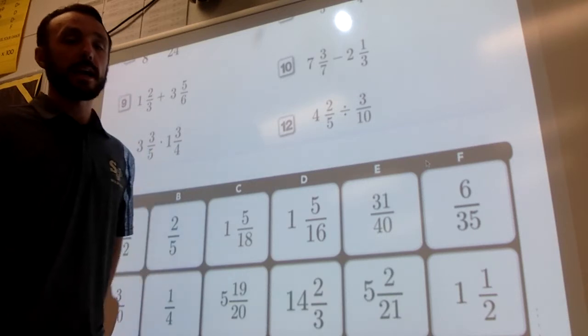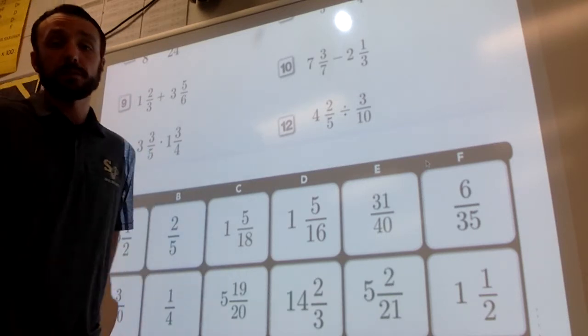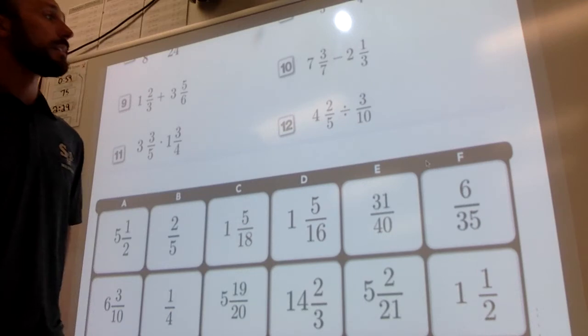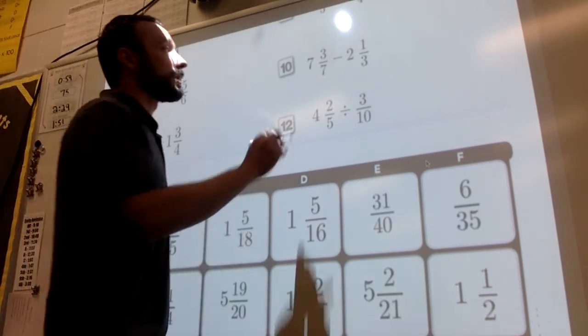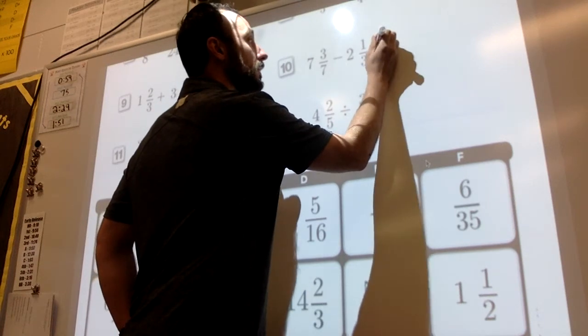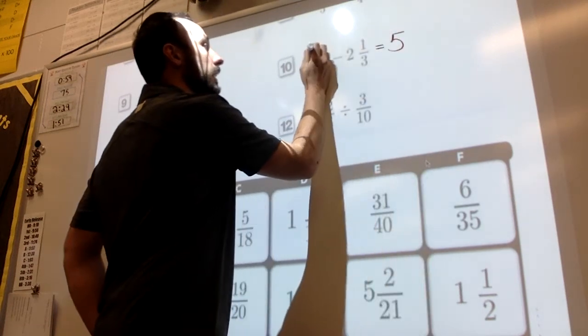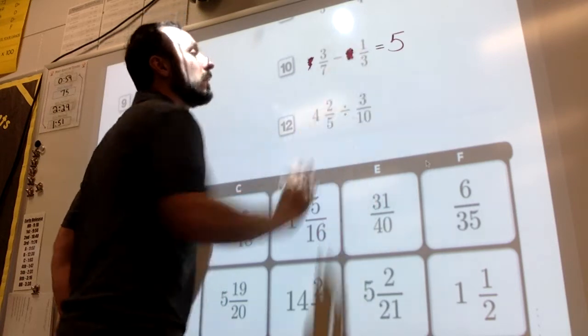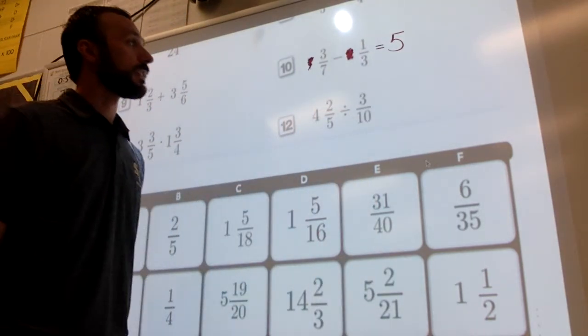And if you remember, when we add and subtract mixed numbers, we can keep the numbers mixed. We don't have to make them improper. And I said the way I like to do it is step one is to just subtract the whole numbers. So 7 minus 2 is 5. That leaves us 5. I can cross out my whole numbers. Now I look at my fraction. I have 3/7 minus 1/3.